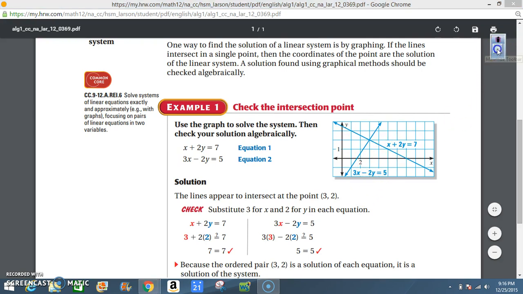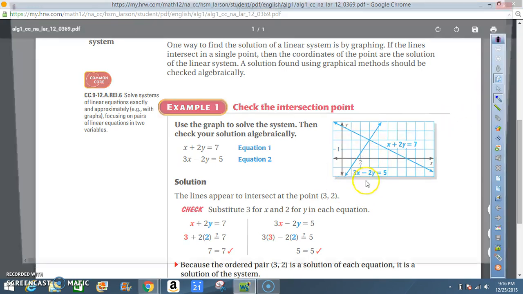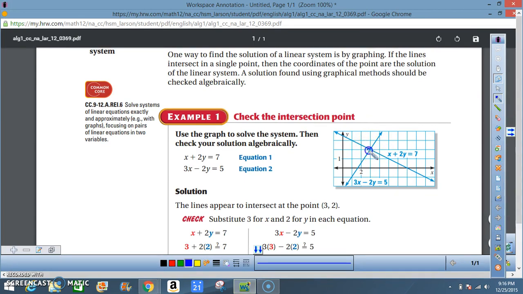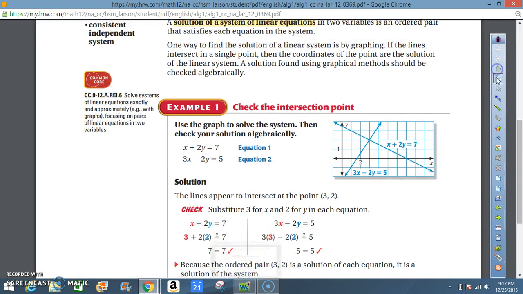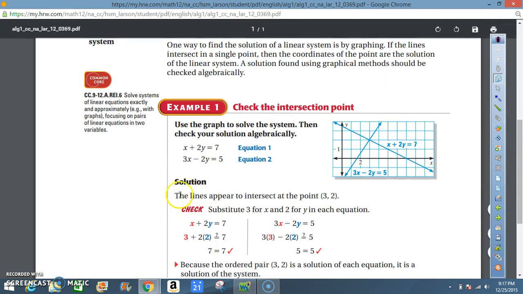X is 3 and y is 2. Here's our point. X is 3 and y is 2. All right, so that would be our ordered pair or solution to this system. The lines appear to intersect at the point (3, 2).